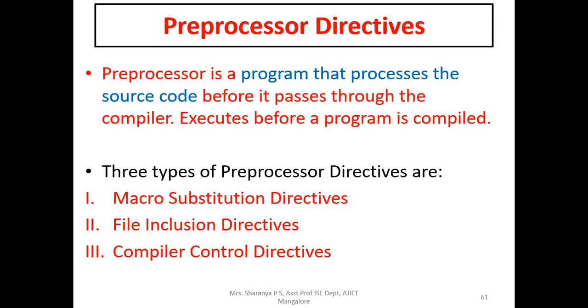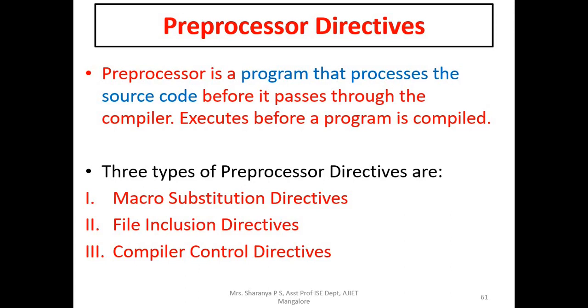Type, where it deals with three different types of preprocessor directives. What is meant by this preprocessor directive? This preprocessor is actually the program that processes the source code before it passes to the compiler.